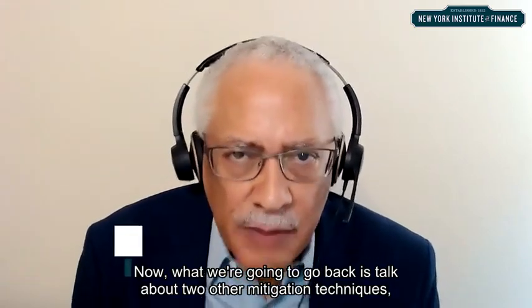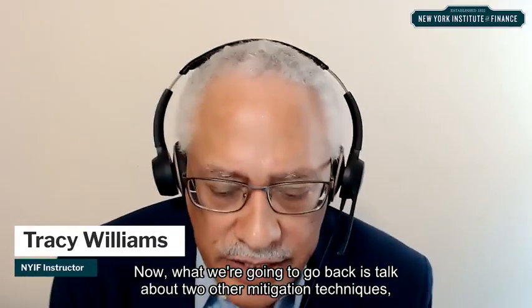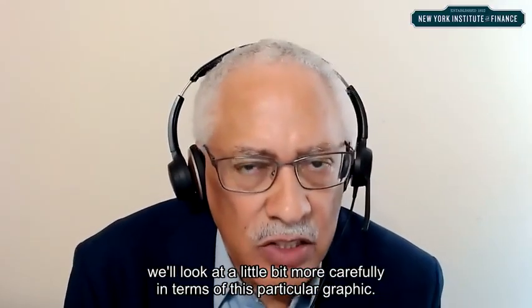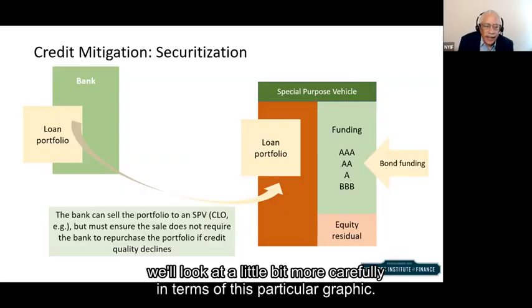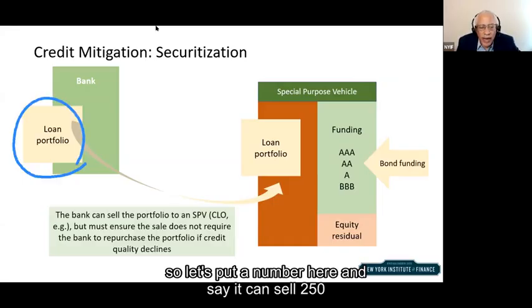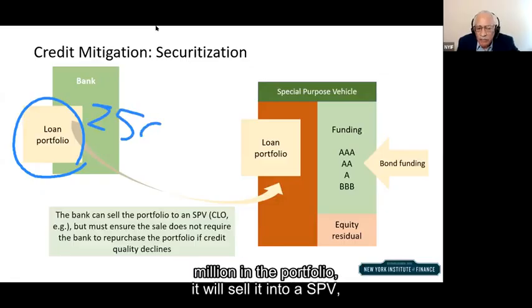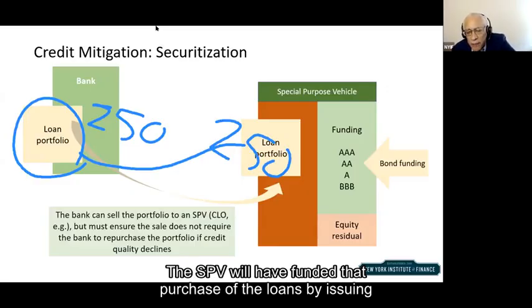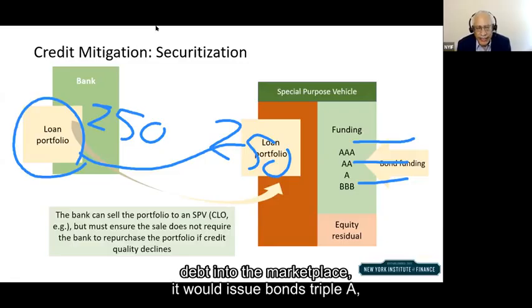Now, what we're going to go back to is talk about two other mitigation techniques. One is securitization, which I have described. We'll look at it a little bit more carefully in terms of this particular graphic. This is the case where a bank has a loan portfolio. Let's put a number here and say it can sell 250 million of the portfolio. It'll sell it into an SPV, a special purpose vehicle, that will buy the 250. The SPV will have funded that purchase of the loans by issuing debt into the marketplace.